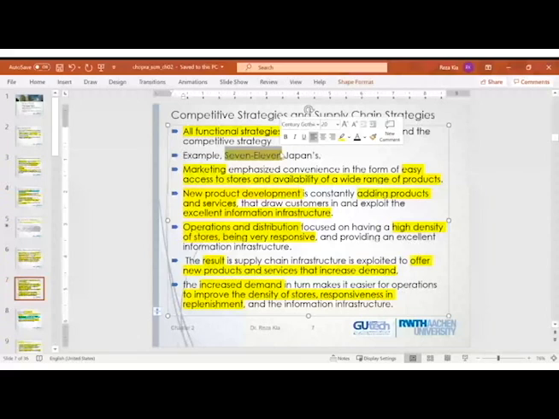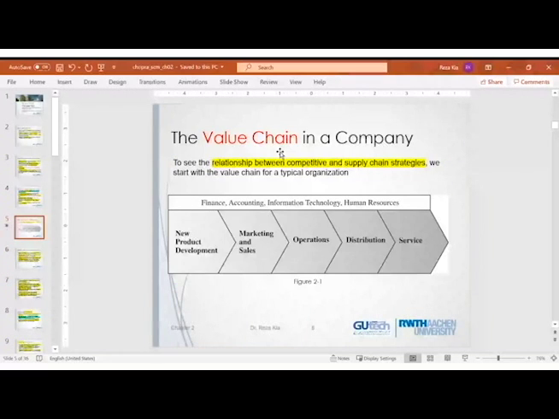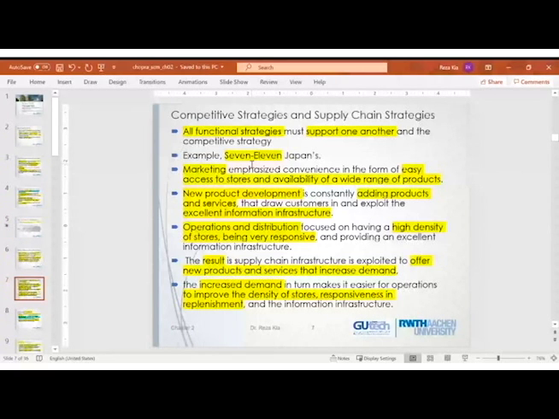Their main advantage in the marketing operation, in marketing strategy, is that they are emphasizing easy access to the stores and also a huge variety of products. So in the marketing and sales strategy, 7-Eleven is claiming that we are always available with a wide range of products.